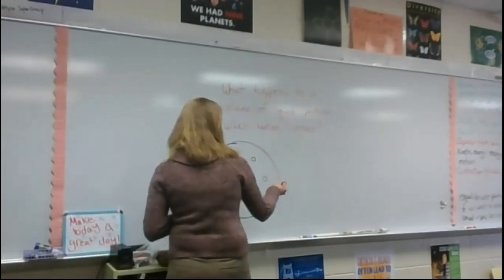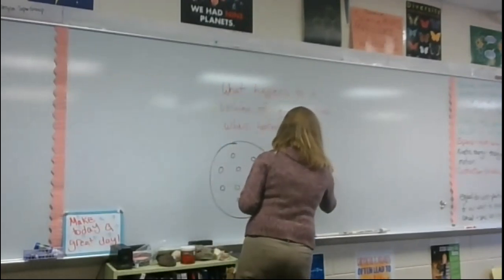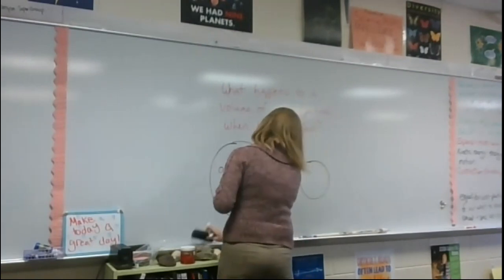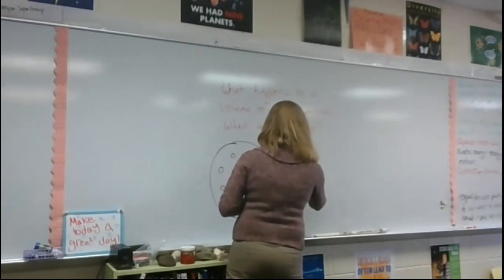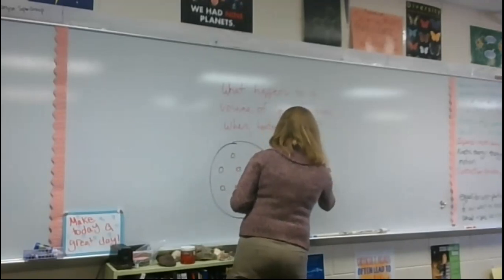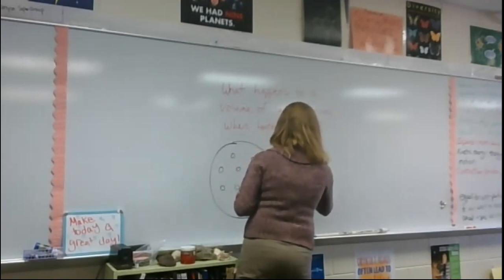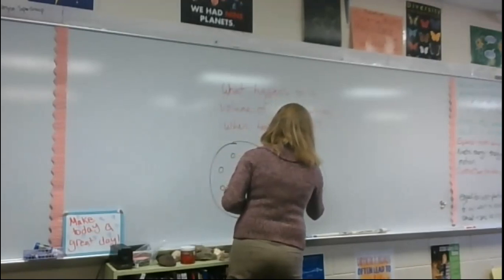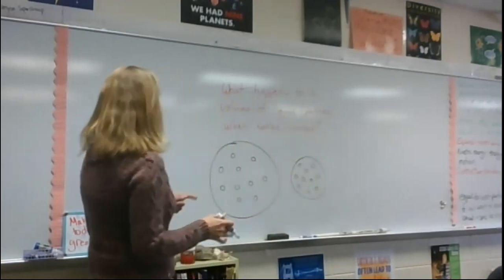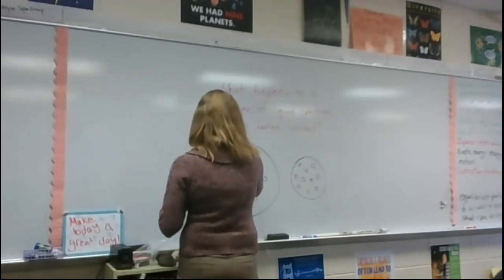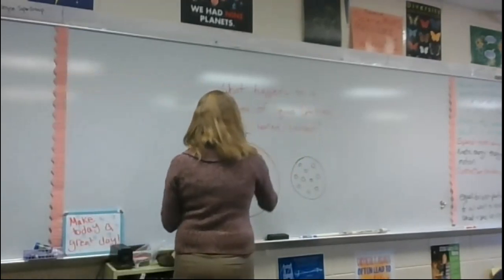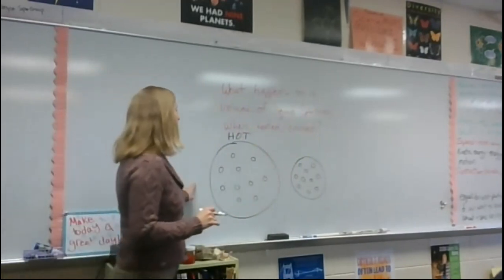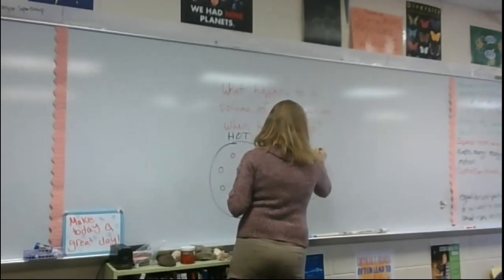Good. Then I'm going to draw 10 air particles in here. I'm gonna make that a little bigger, but it's gonna be a smaller volume. And so 1, 2, 3, 4, 5, 6, 7, 8, 9, 10. They're really all different sizes. They should be the same size. All right. So 10 air particles in each. This is when we placed it in the hot water. Good. And this is when we placed it in the cold water.